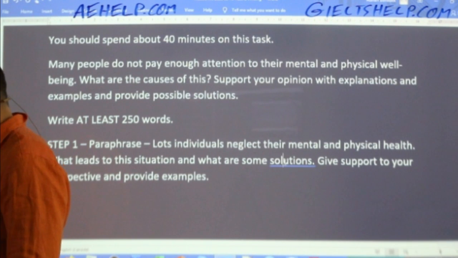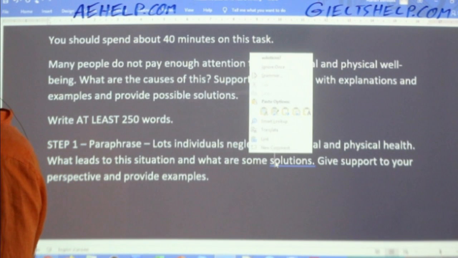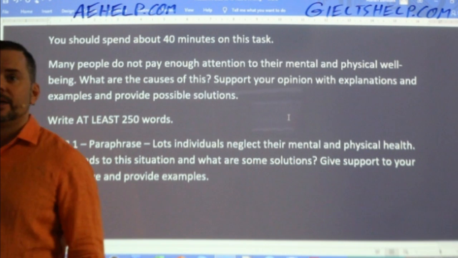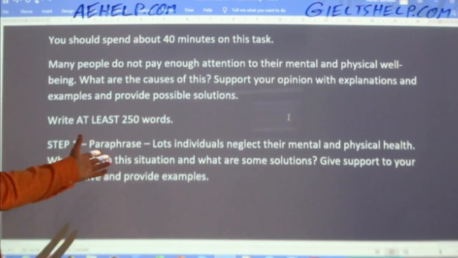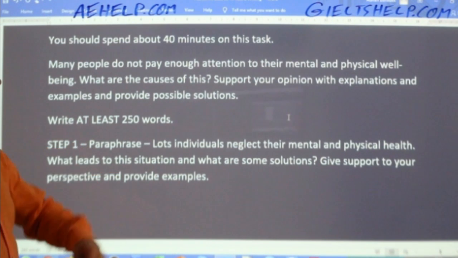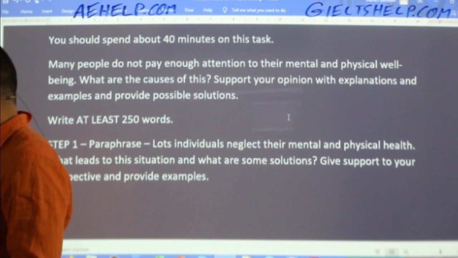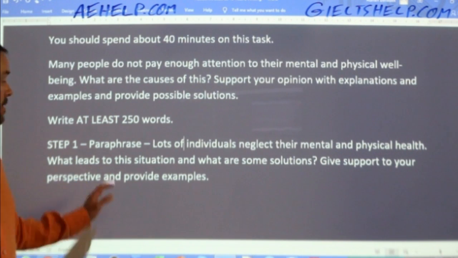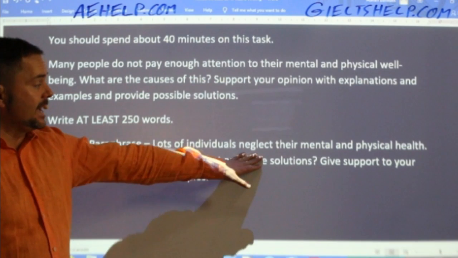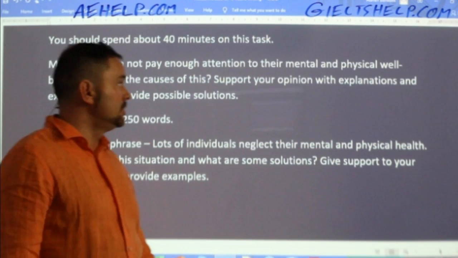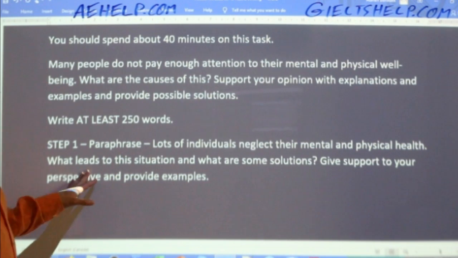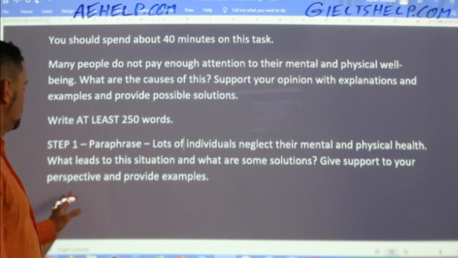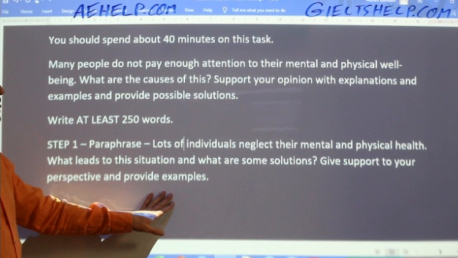All right. Let's see what you come up with. This is what I've come up with. So let me make a quick correction here. Lots of individuals neglect their mental and physical health. What leads to this situation and what are some solutions? Give support to your perspective and provide examples.